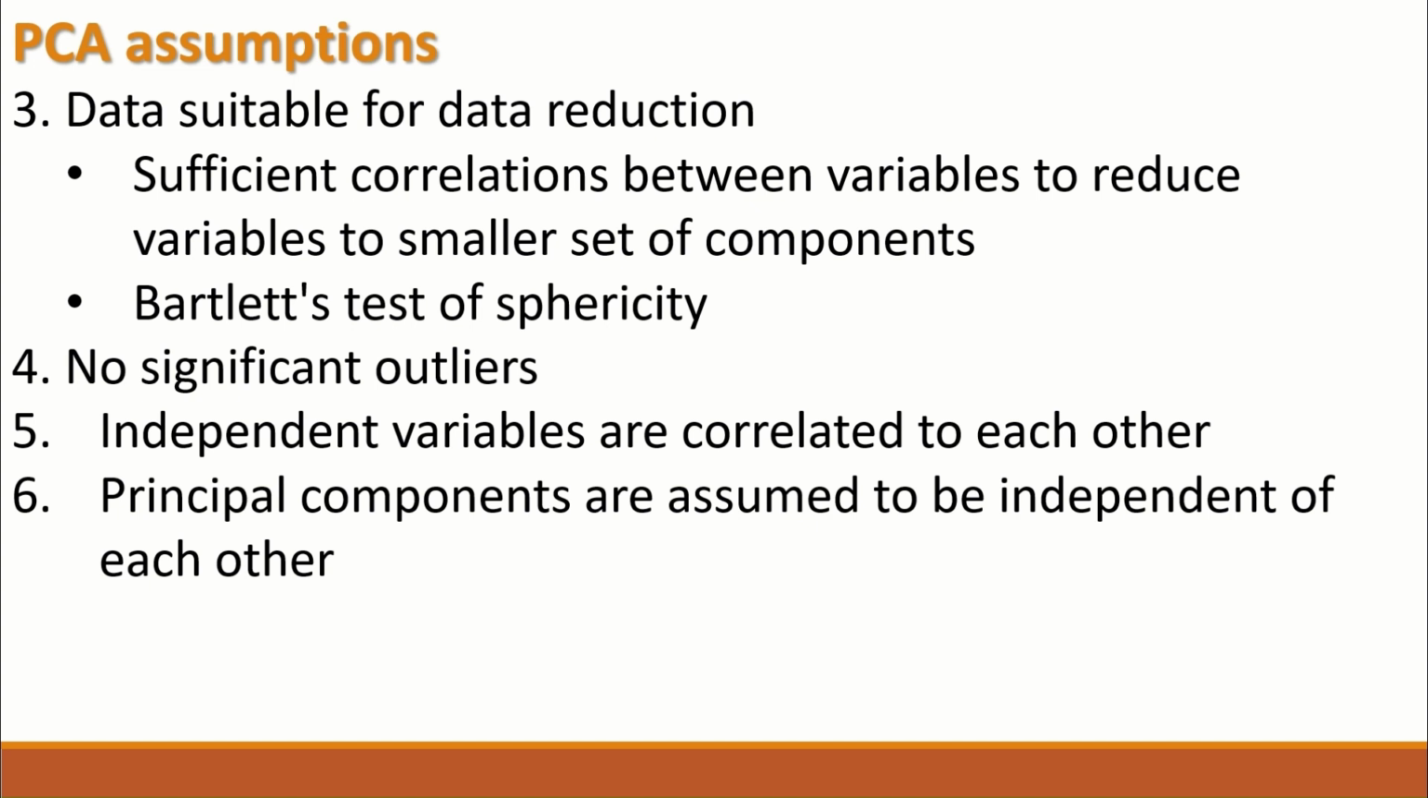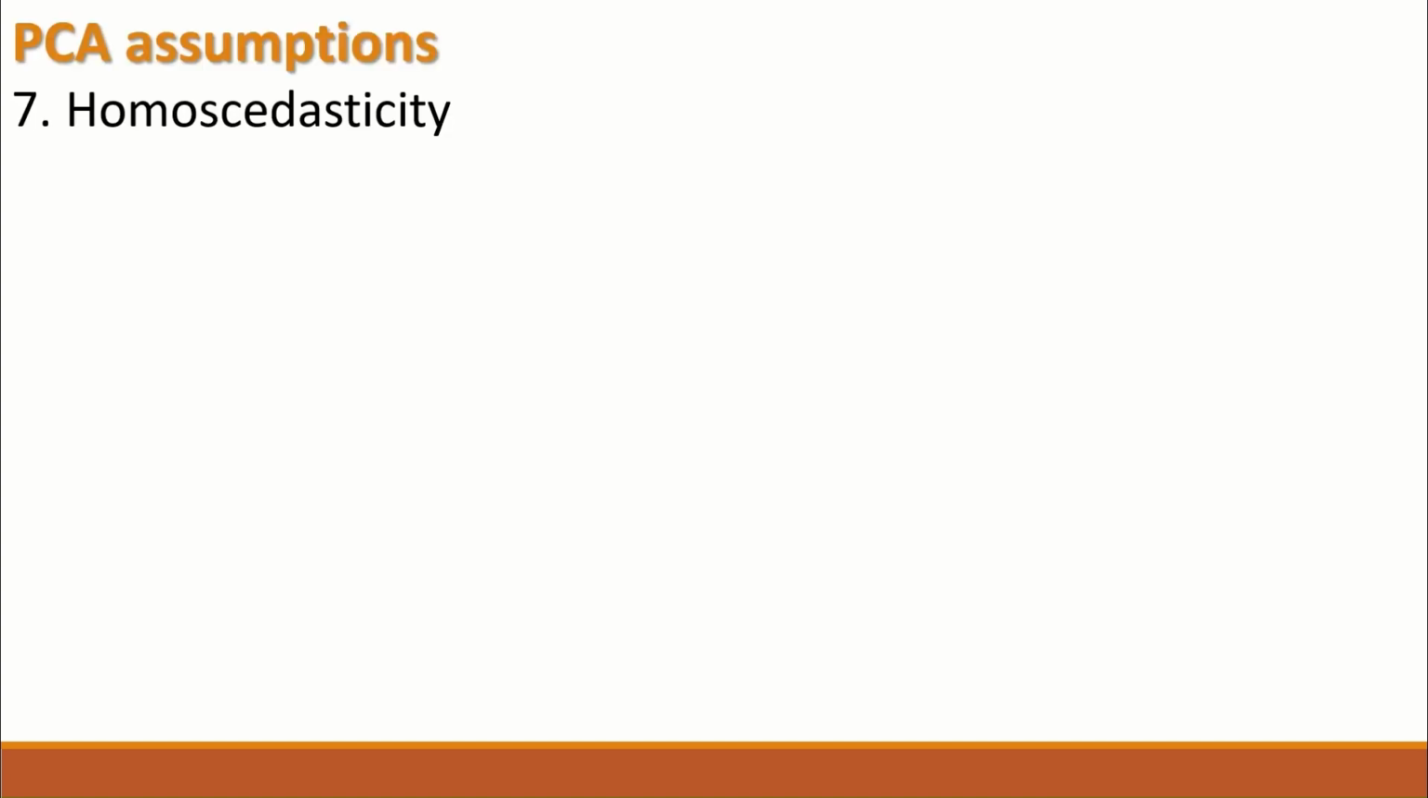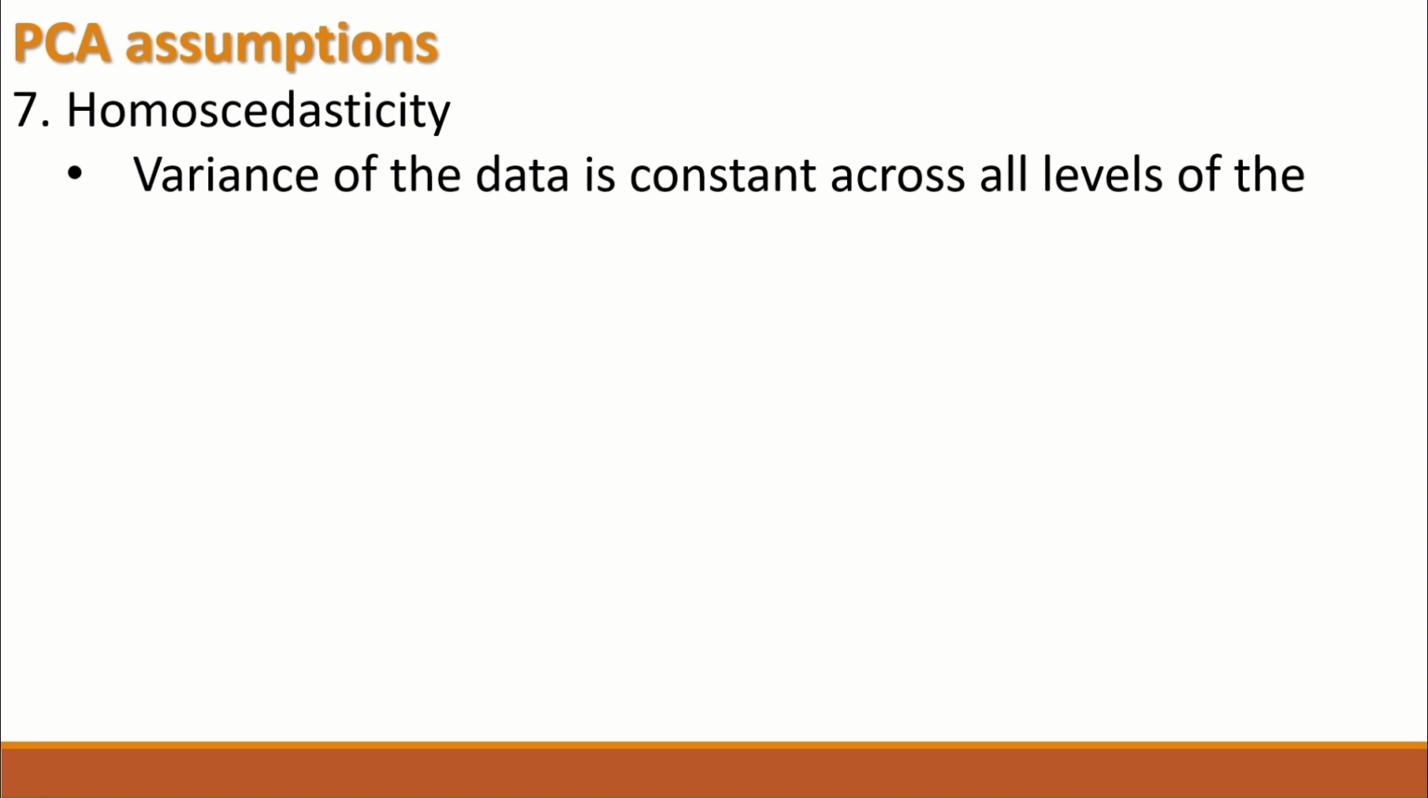Another assumption is that principal components are assumed to be independent of each other. And finally, there should be homoscedasticity, in which the variance of the data is constant across all levels of the independent variables.